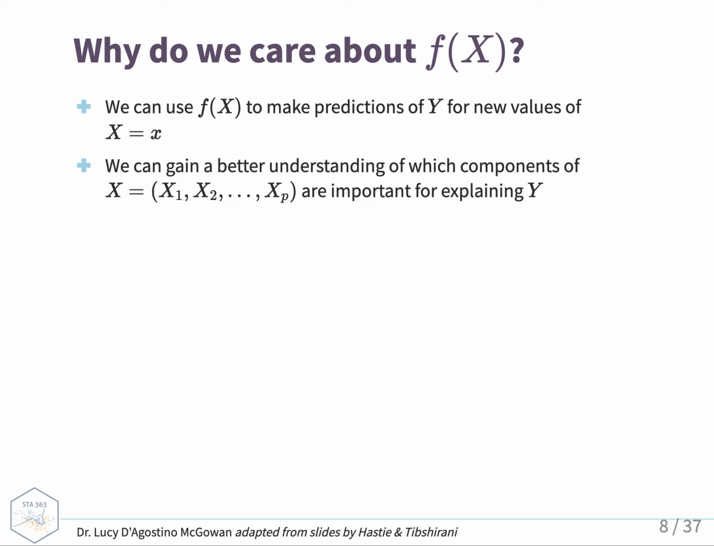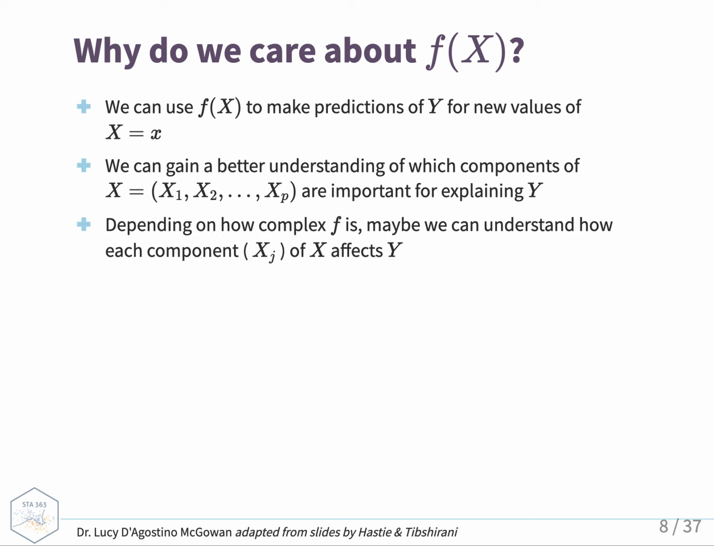Another use case would be that maybe I just want to gain a better understanding of which components, x1, x2, all the way up to xp, are important for explaining y. In this case, I have x1, x2, and x3, and maybe I'm interested in knowing, hey, is one of these more or less important for explaining miles per gallon compared to the others?